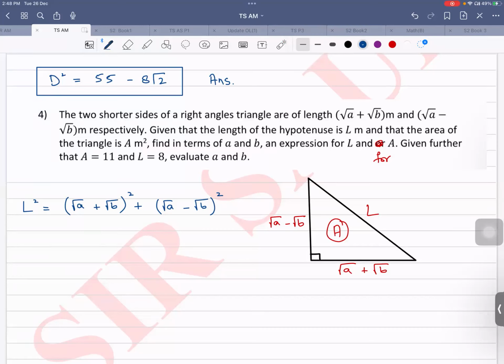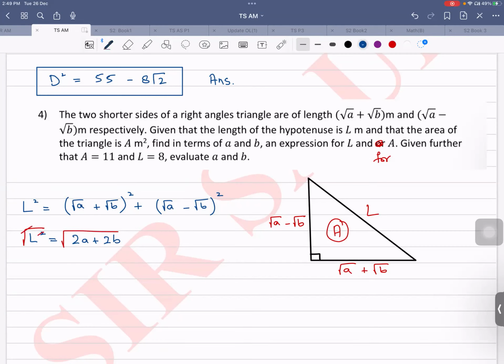I got the value as L square equals 2A plus 2B. But it says find an expression for L, which means we will have to apply square root on both the sides. Sir, then couldn't we put the value of 8 already inside of L when we squared?